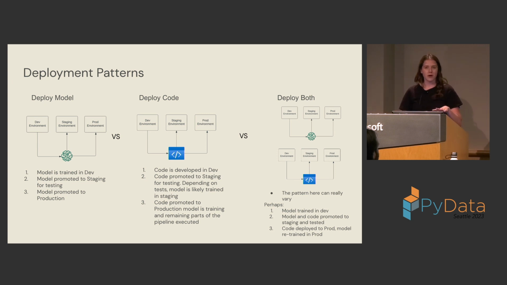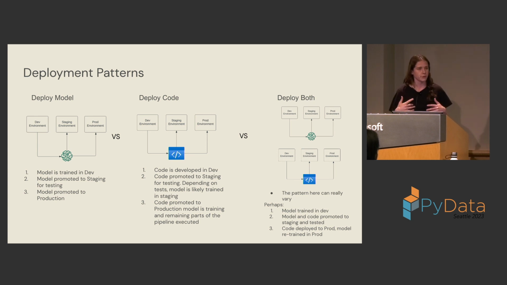So in the deploy model scenario, that's where, again, you train your model in your dev environment. This relies on the fact that you have access to production data in dev, which might not always be the case. Sometimes it is, sometimes it's not. But you train your model in dev, and then you take this model binary, and that's what's moving to staging. You maybe run some tests in staging. Your tests pass and you move to production. But that binary is what's being moved across environments.